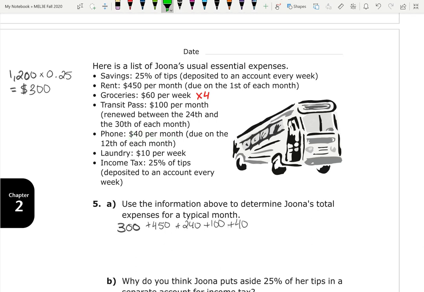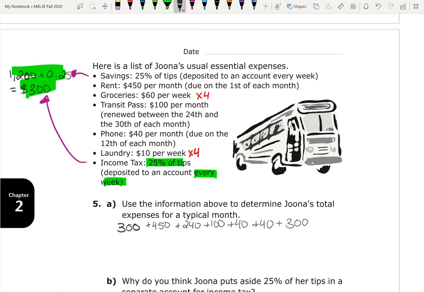Okay, and then laundry is $10 a week times 4 weeks. That's $40 in laundry. And income tax, 25% of tips every week. So this is the same as up here. Okay, so this pertains to her savings. 25% of her tips go to savings, and then 25% of her tips go to income taxes. So that's $300 twice. Okay, so if you add that all up, she's spending $1,470 on essential expenses a month.